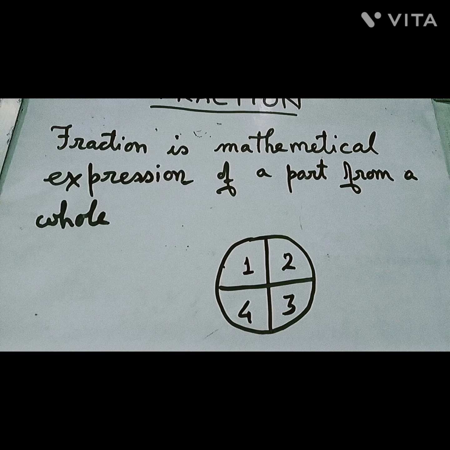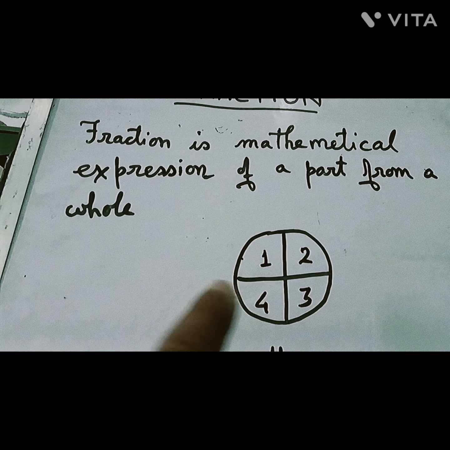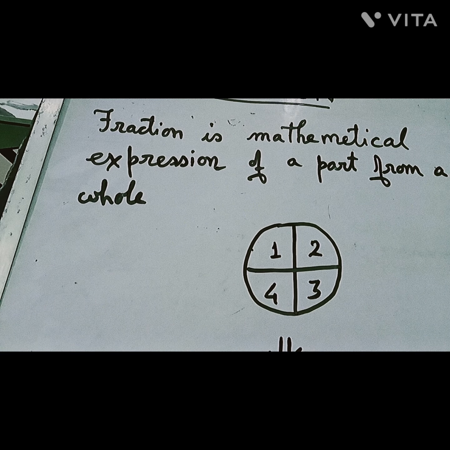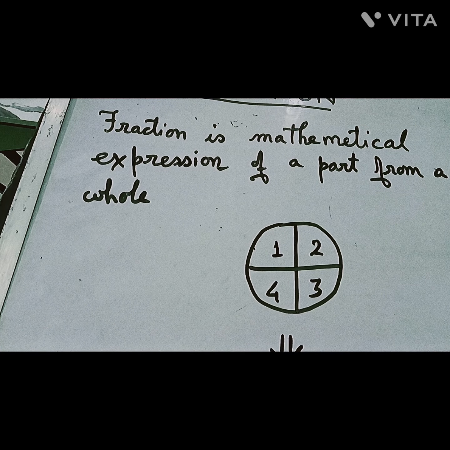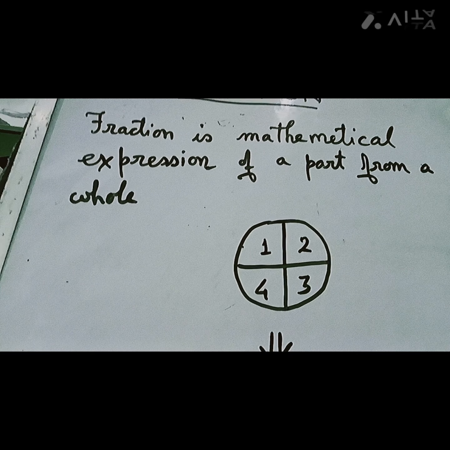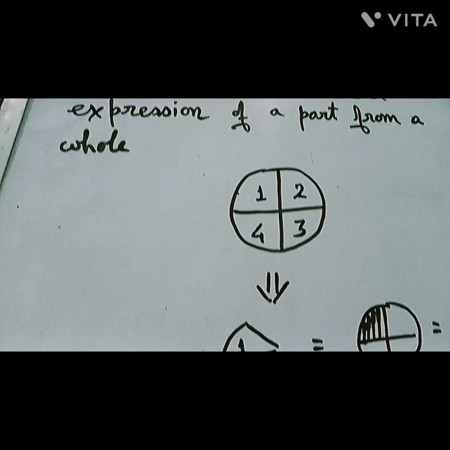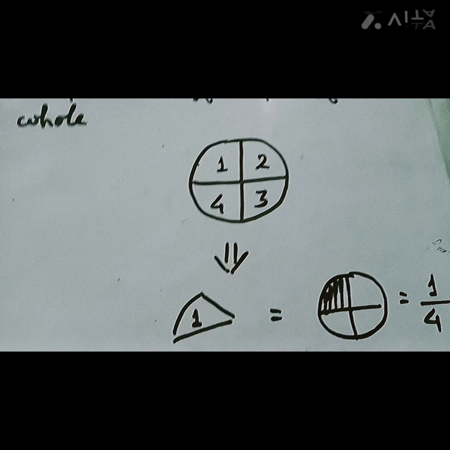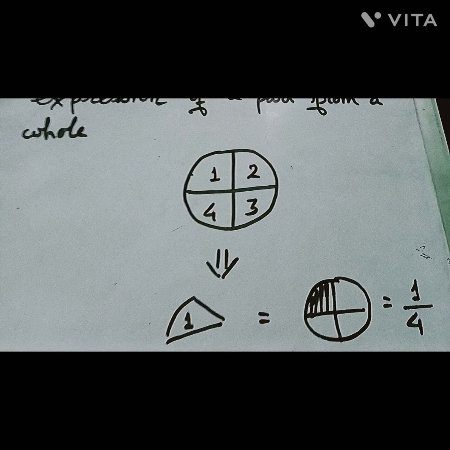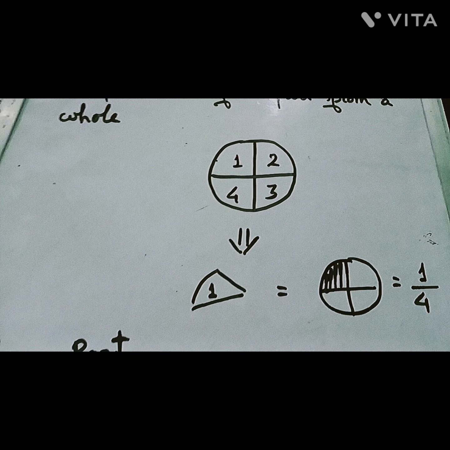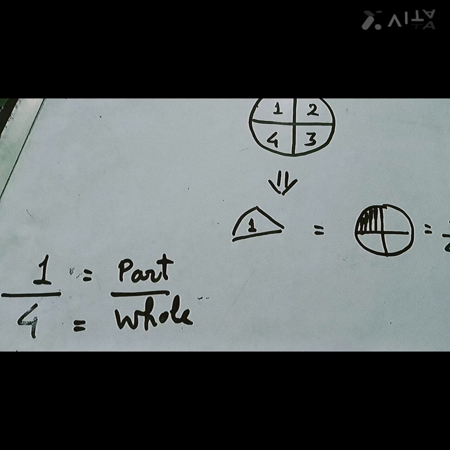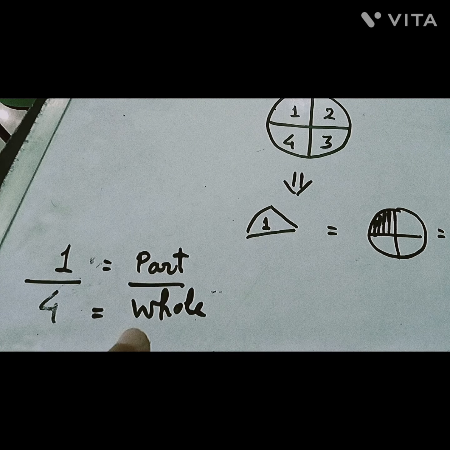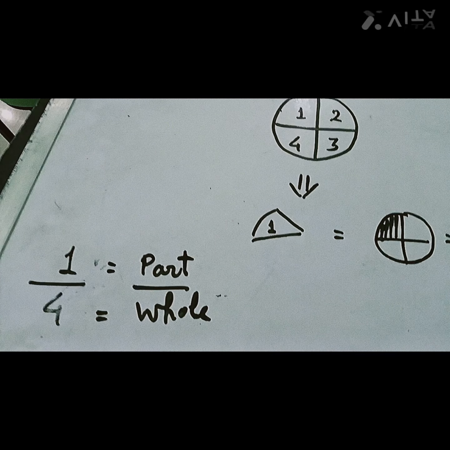Suppose this is a circle having four parts: one, two, three, four. How many total parts does this circle have? Four. I take one part from the four parts, so one part I have shaded. So it will be 1 by 4. What does this 1 mean? 1 is part. And what does this 4 mean? 4 means whole. So 1 by 4 is part by whole.